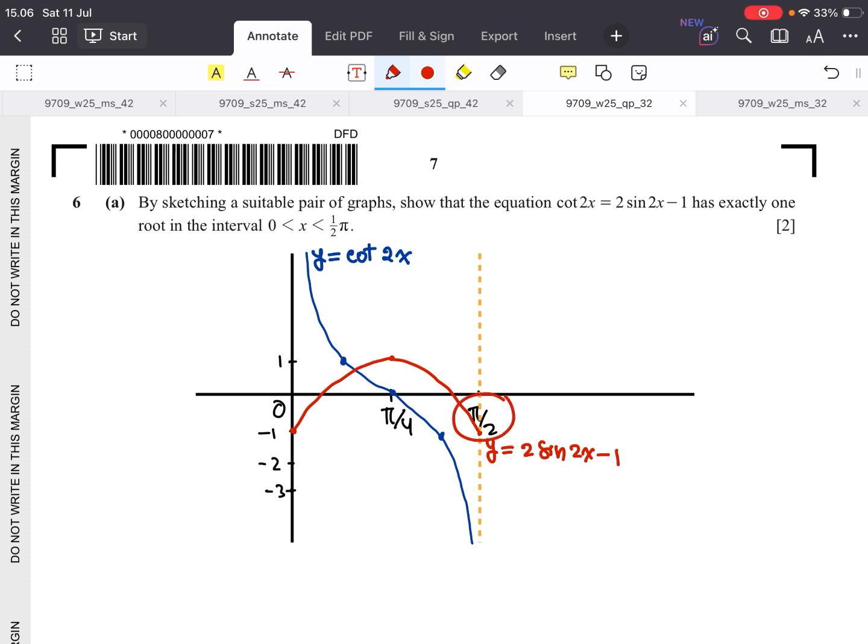And when x equals pi over 2, y again becomes negative 1. So this is the graph of y equals 2 sine 2x minus 1. You can also check these two graphs using the graph of transformation, the one that you have learned in Pure Math 1.